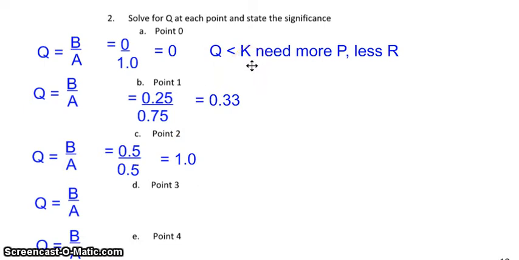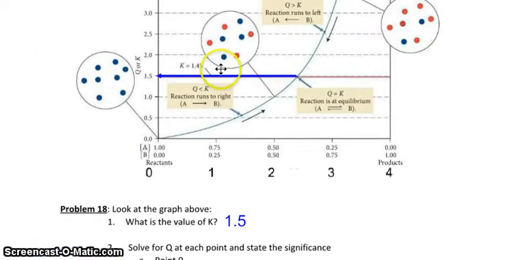We still need to shift this to the right. We still need to make more products and create less reactants. So let's check this out. If here is 0.2 and here is K, aren't we still decreasing the amount of reactants and increasing the amount of products? That's what it looks like to me.